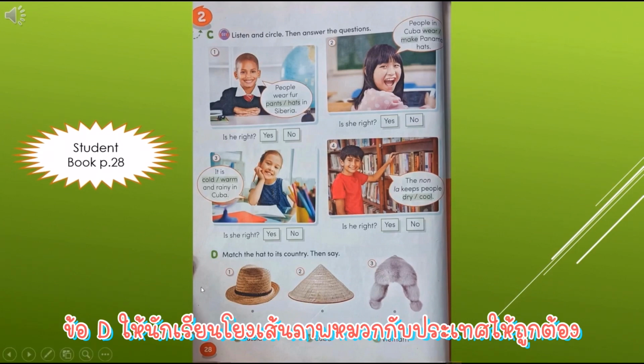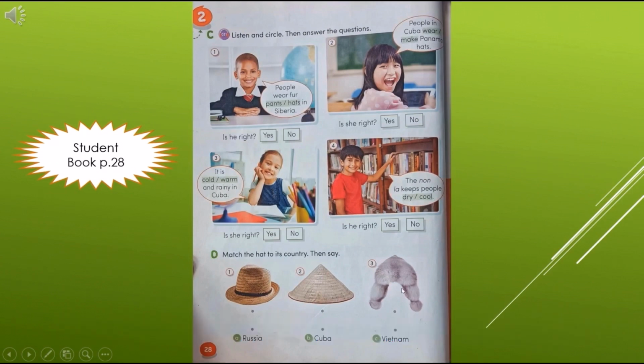Okay, now you go to letter D. Match the hat to its country. So number 1, number 2, number 3. So which country is it from? This hat, is it A, Russia, B, Cuba, C, Vietnam? And number 2, which country did this hat come from? Is it Russia, Cuba, or Vietnam? In number 3, which country did this hat come from? Is it Russia, Cuba, or Vietnam?